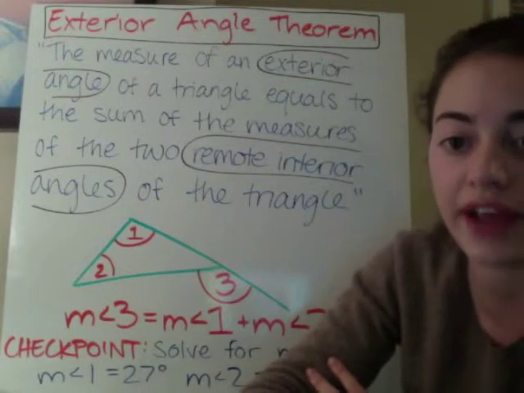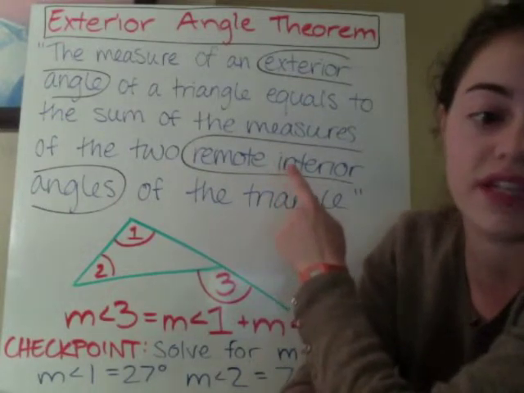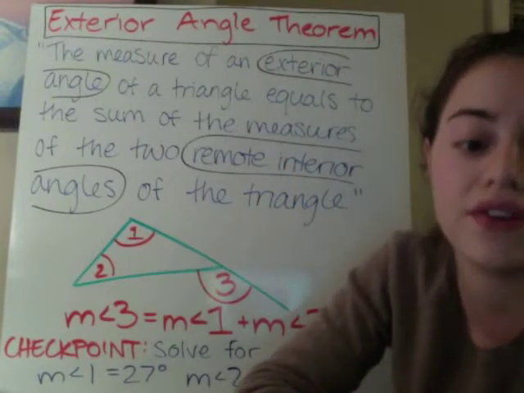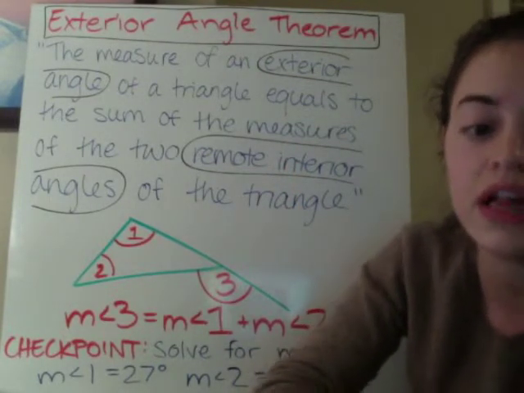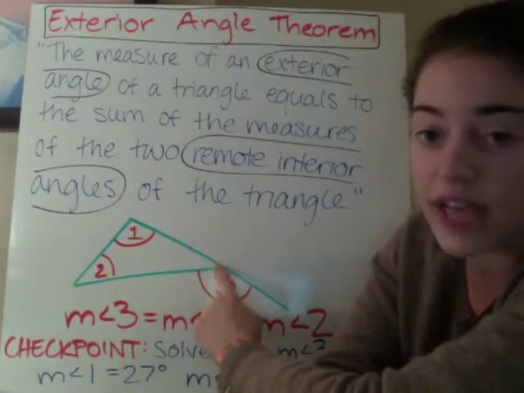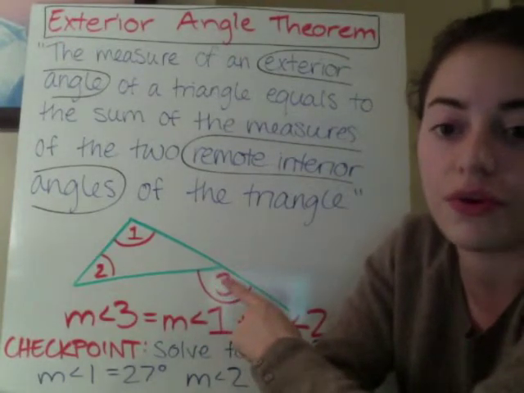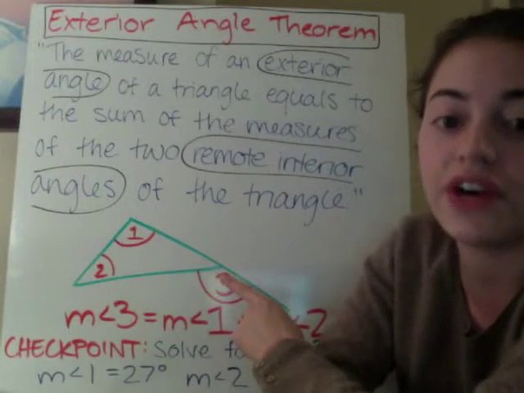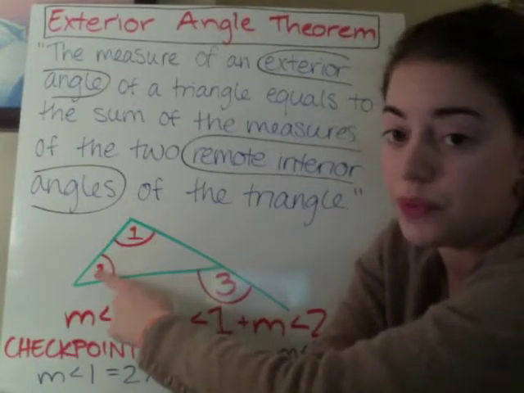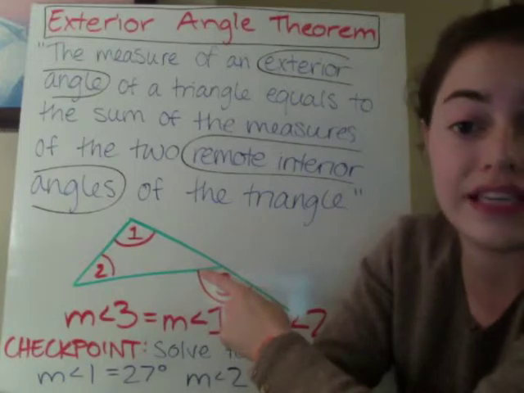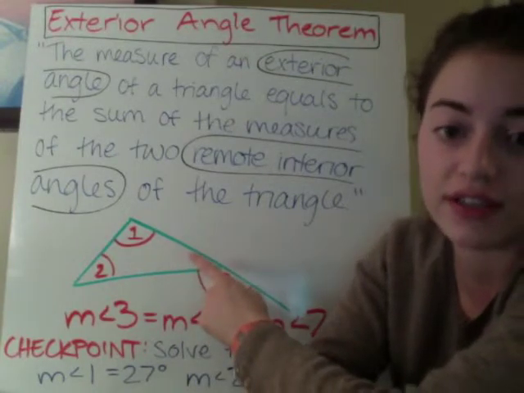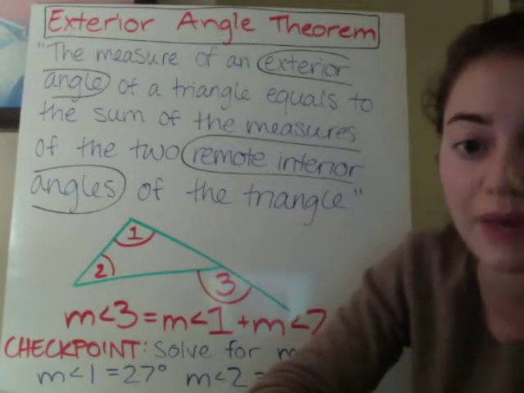Remote interior angles, our second vocabulary word of the day. Those are two angles that are inside the triangle that do not share the vertex with the exterior angle. So for angle 3, the remote interior angles are 1 and 2. They are the interior angles that are not adjacent to the exterior angle that we're talking about.